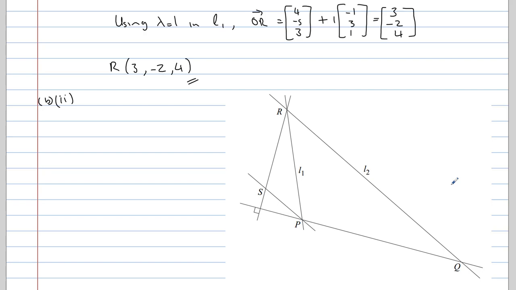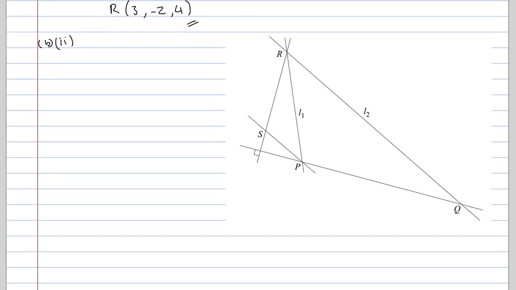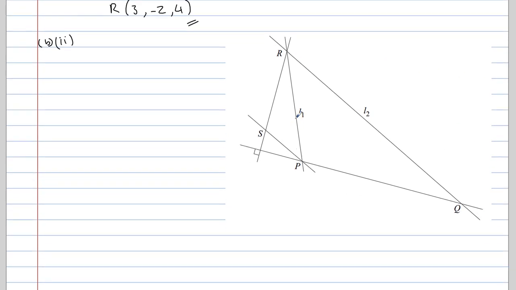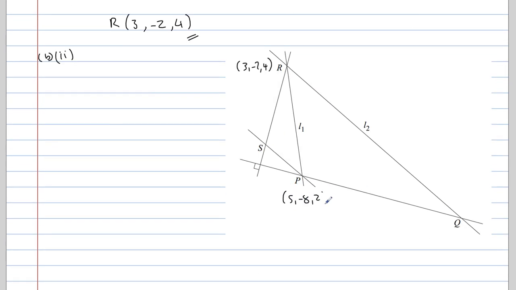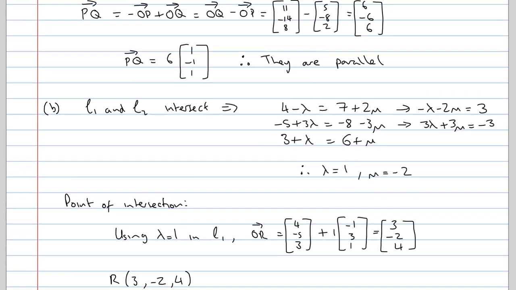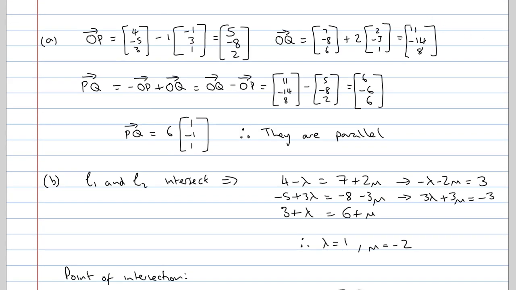Now, in my opinion, with these kind of questions, it's really important that you draw a clear diagram and you label on it the things you know. For example, we know that R is 3, -2, 4. It's useful to know which points you know and which you don't. We know the value of P, that's up here, that's 5, -8, 2. And we know the value of Q, that's 11, -14, 8.